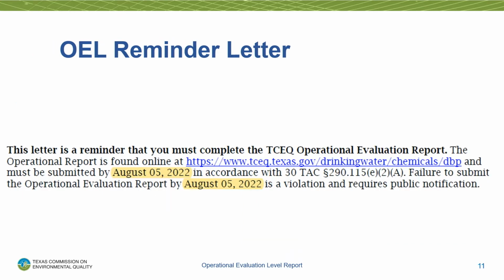So if your system does trigger the requirement, if your calculation comes up to over that 80 or 60 for TTHM and HAA5, as a courtesy, once we get those results, TCEQ will send you a reminder letter to let you know, hey, by the way, we noticed that you exceeded the OEL, so we need you to submit that report to us by this due date right here. And this is like the 3rd paragraph on that letter.